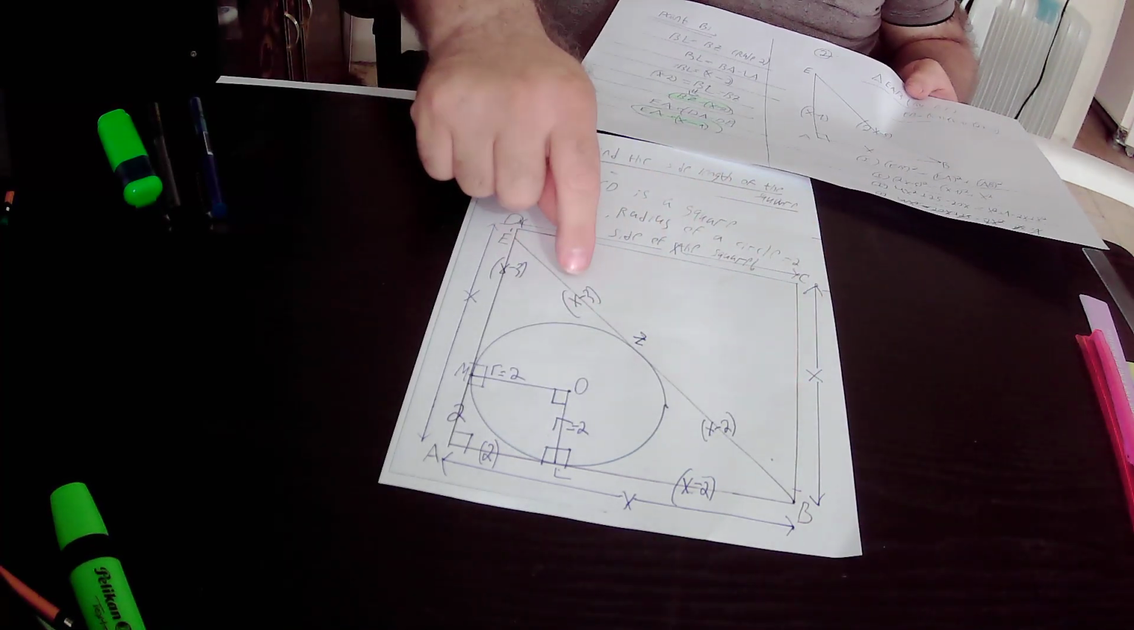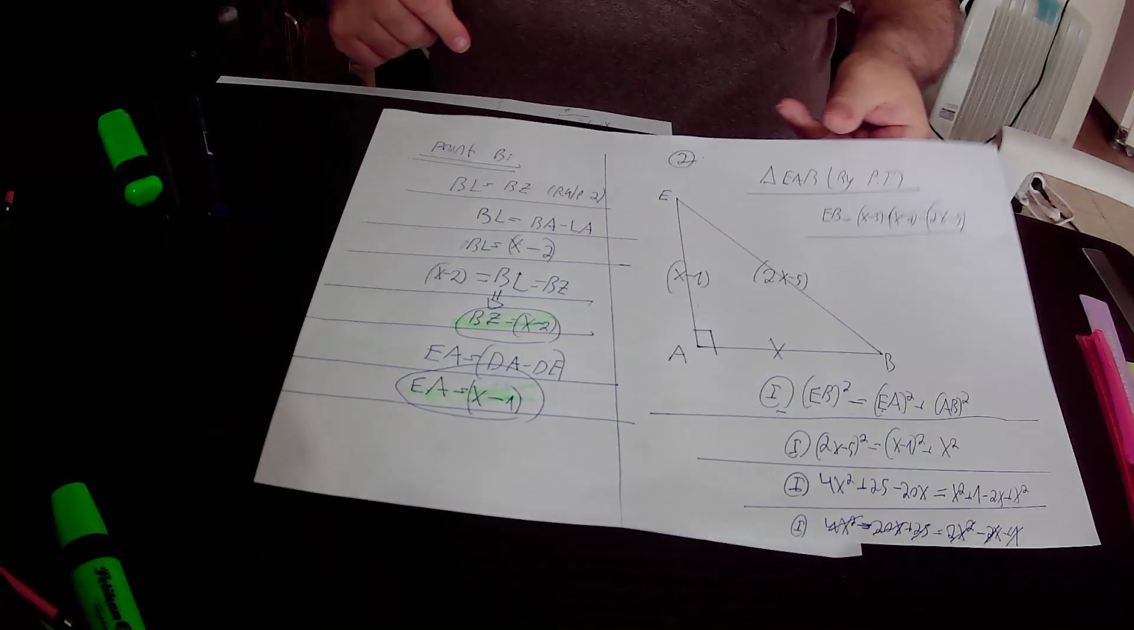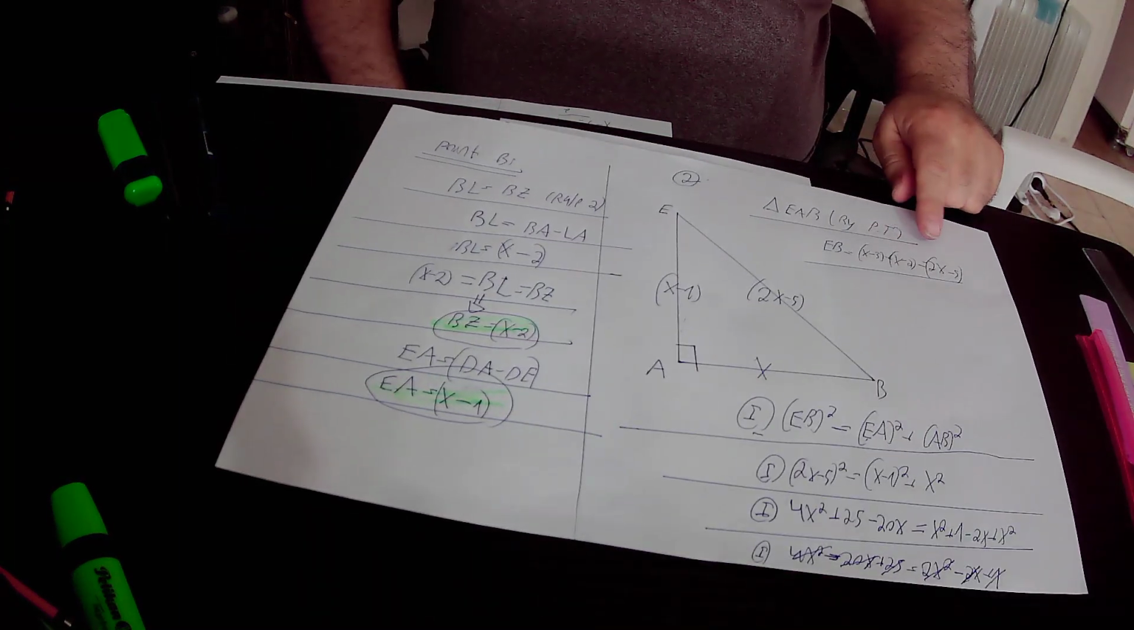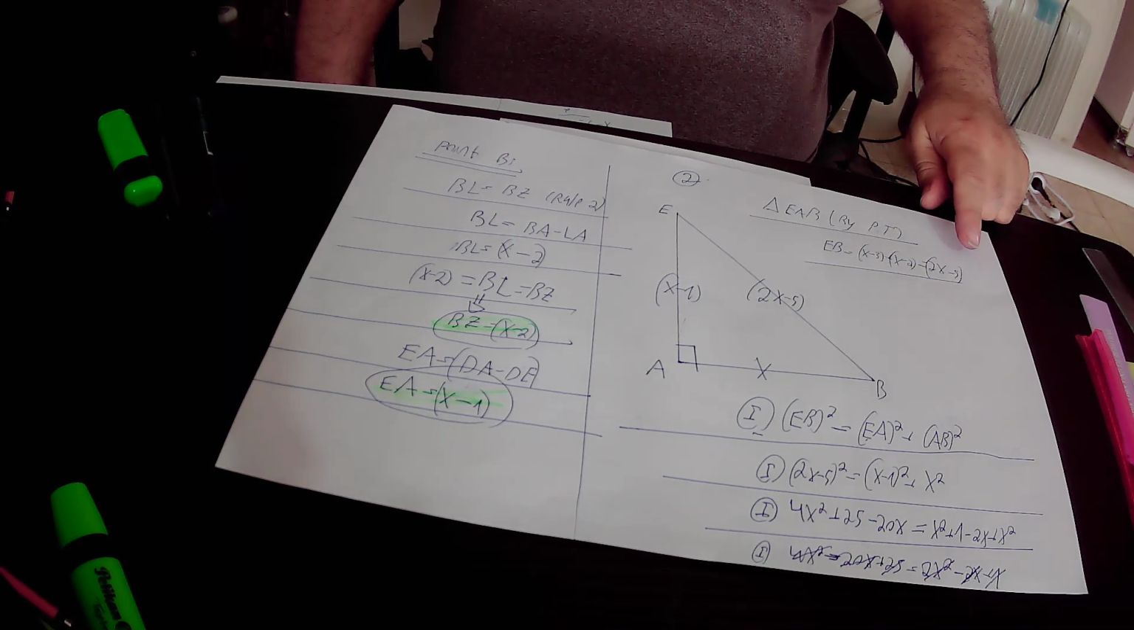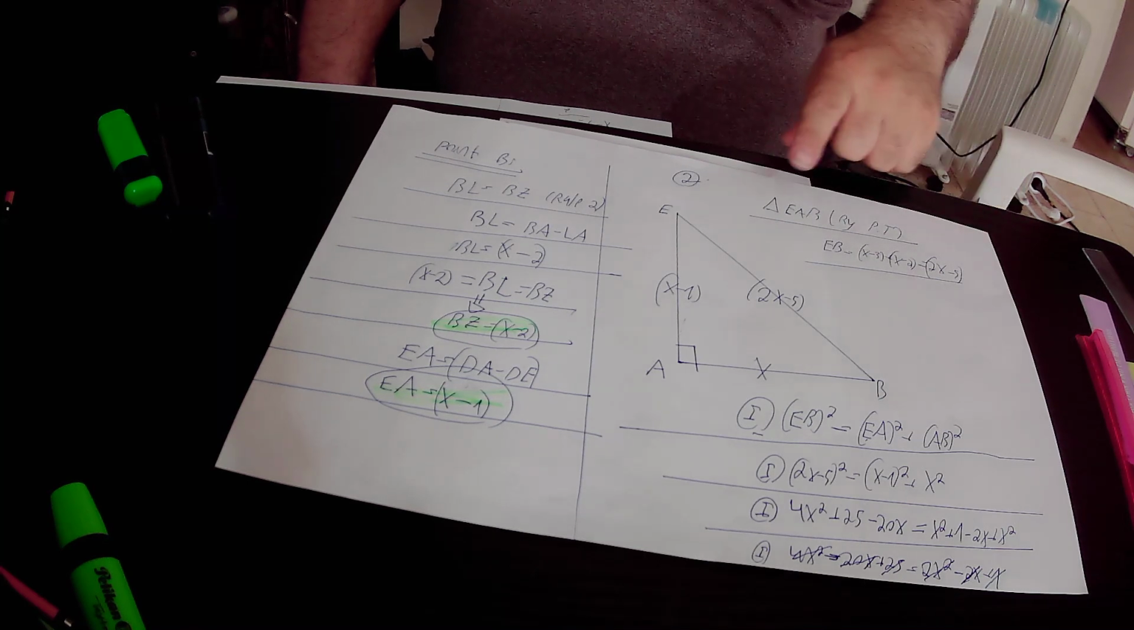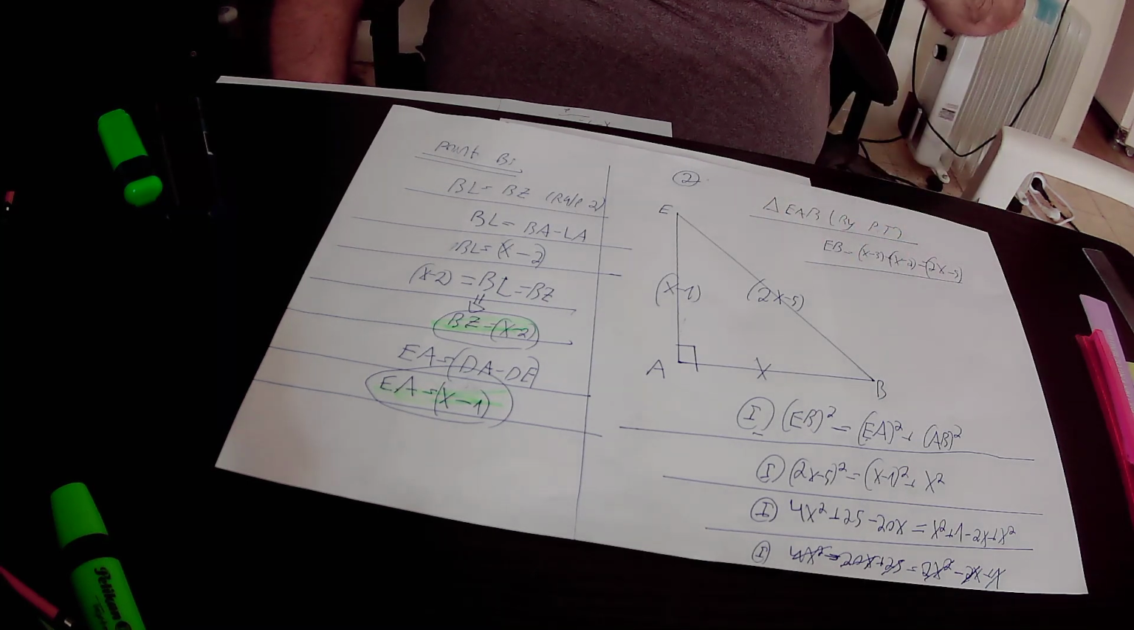EB equals x minus 3 plus x minus 2. X minus 3 plus x minus 2 equals x plus x is 2x, and minus 3 plus minus 2 is minus 5. So in conclusion, we found out that the hypotenuse EB equals 2x minus 5.